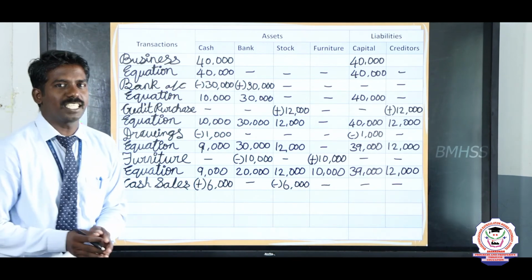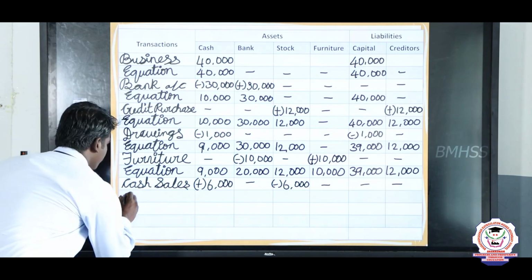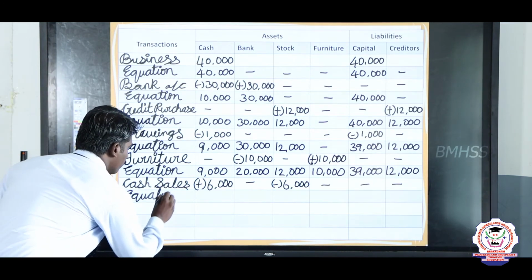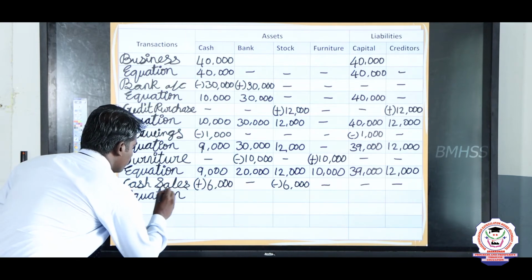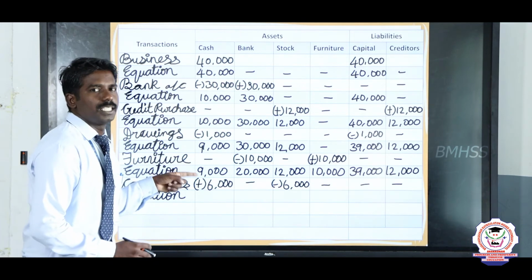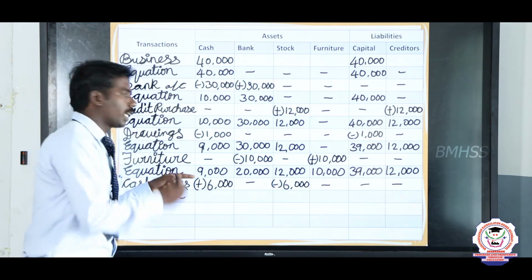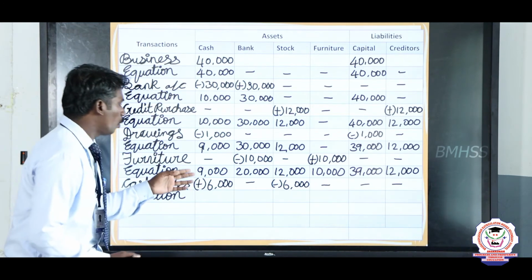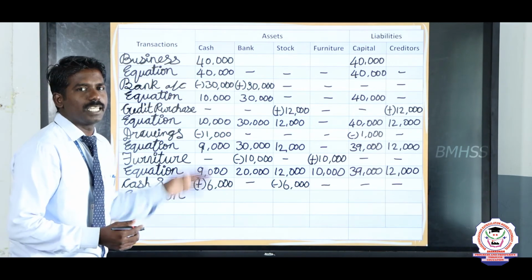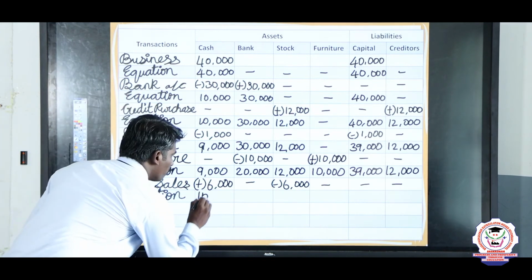Then what is the next step? The next step is equation. So write equation. See the cash column, the available value is 9,000 rupees. In this last transaction, 6,000 rupees worth of cash came inside the business organization. So we add 6,000 rupees to 9,000 rupees. The available value is 9,000 plus 6,000, 15,000 rupees. So write 15,000 rupees.